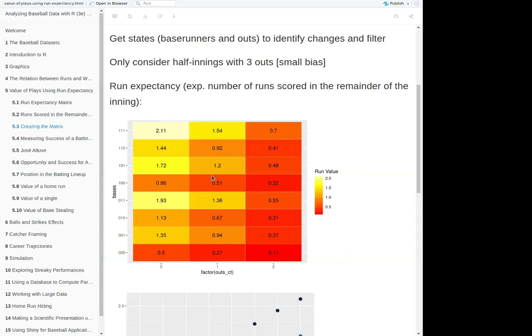So here we can see that our run expectancy is highest with the bases loaded and no outs, which makes sense. We have a lot of people on bases. We have more time to make more runs because we have no outs.